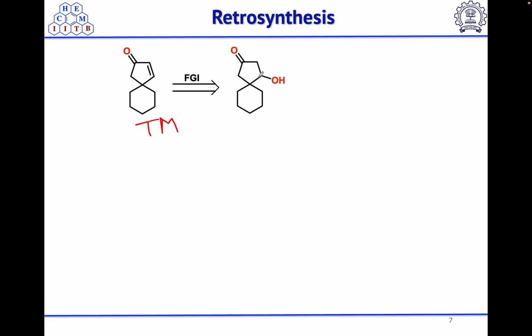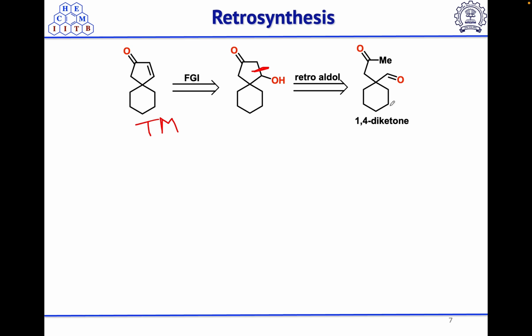Now, from where can we get this beta hydroxy ketone? We have to think about the aldol reaction, which leads to this C-C bond disconnection. This leads to this ketone and this aldehyde. So 1, 2, 3, 4, this is a 1,4-dicarbonyl compound that leads to this compound.